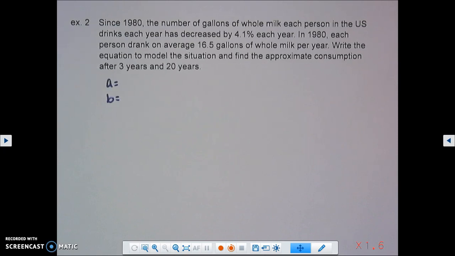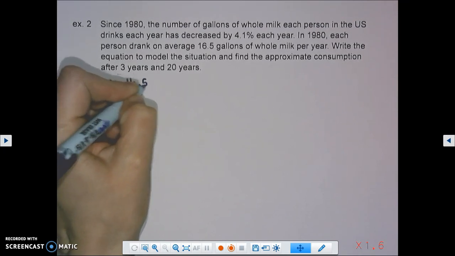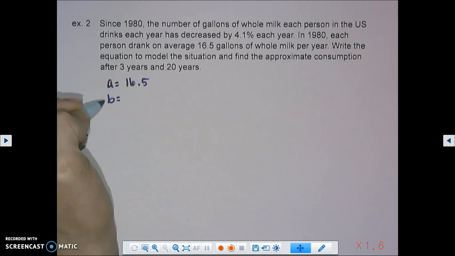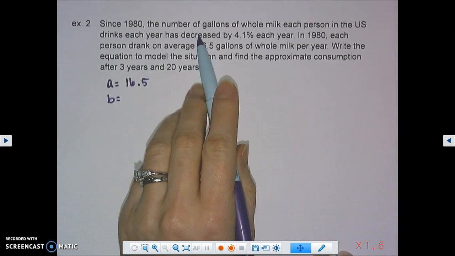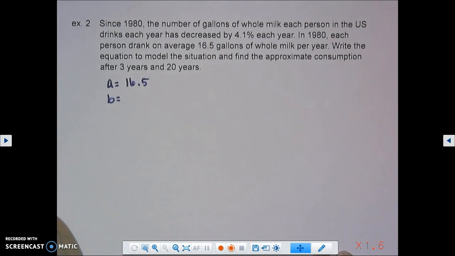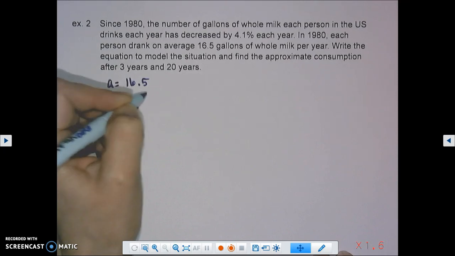So A is our starting amount. We're talking about the amount of whole milk the average person drinks per year. So what was the starting amount? That was 16.5 gallons. That was in 1980. Our B value is going to be the percent. So it says here that our amount each year has decreased by 4.1%. Is that going to be growth or decay? Since it's decreasing, we're going to take 1 and subtract that.